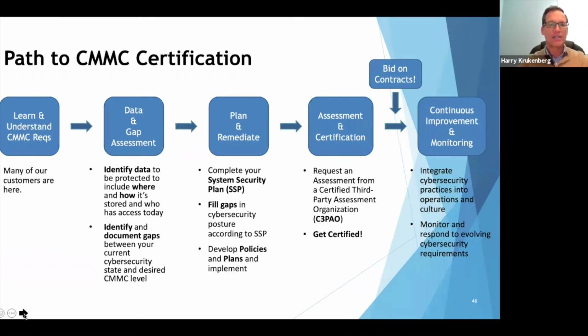And then identify and document any gaps that you may have between your current cybersecurity state and your desired CMMC level. Then it's time to make a plan and remediate. Complete your system security plan, fill any gaps in your cybersecurity posture following that plan that you created, and develop those policies and plans and begin to implement them. Once you've done all that and you're confident that you've filled all the gaps, then it's time to request an assessment from a C3PAO and become certified.